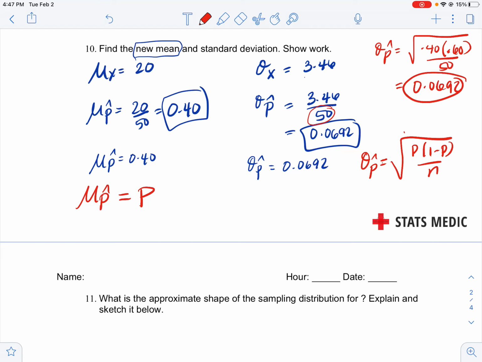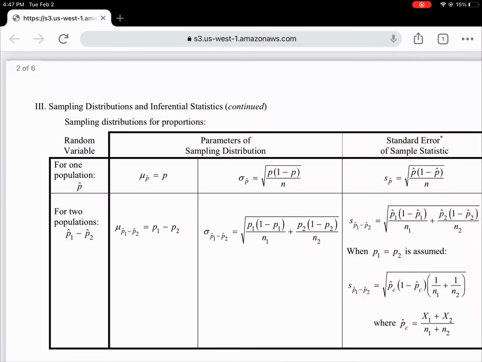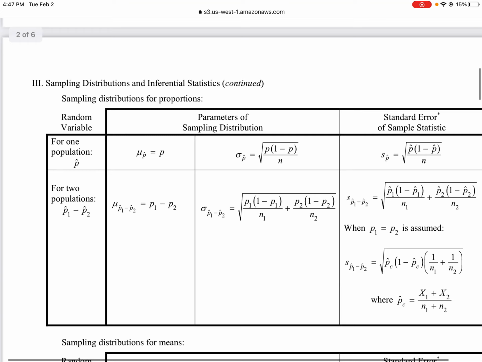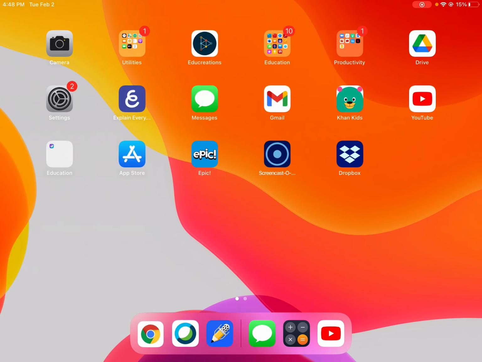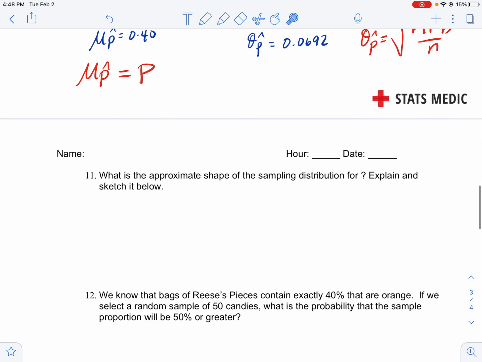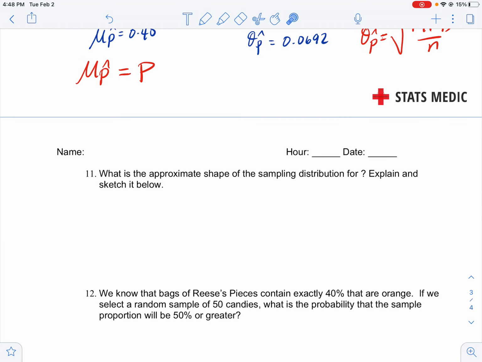So we now have a new formula. The mean of p hat is equal to the given p, but the standard deviation is different. It's the square root of p times 1 minus p over n. And if you go to your formula sheets and tables, you will see that formula right here. So the mean of p hat is equal to p. The standard deviation of p hat is equal to the square root of p times 1 minus p over n. I know there are just so many formulas to memorize. Okay, what's the approximate shape of the sampling distribution?